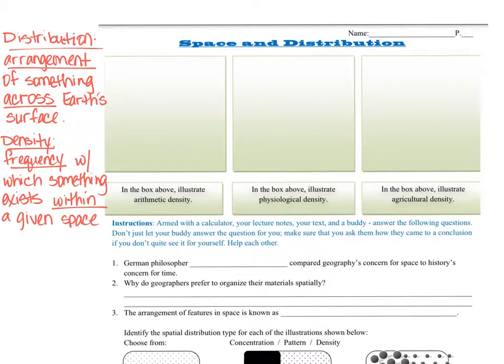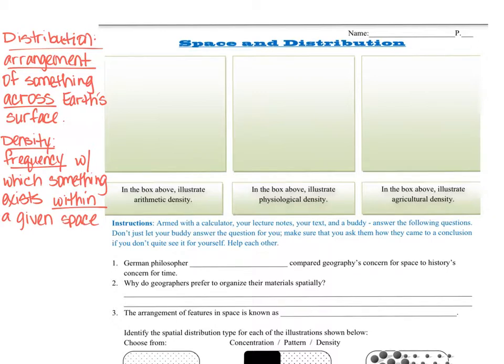Okay, so density is actually a characteristic of distribution. Distribution, big picture. Density, we focus in on an area. Make sense? All right, so you read about arithmetic density, physiological density, and agricultural density. We say arithmetic because it's fancy. It's AP Hug. Okay, so I'm going to get some stuff drawn into those boxes for each one, just to try to make better sense of what those are.